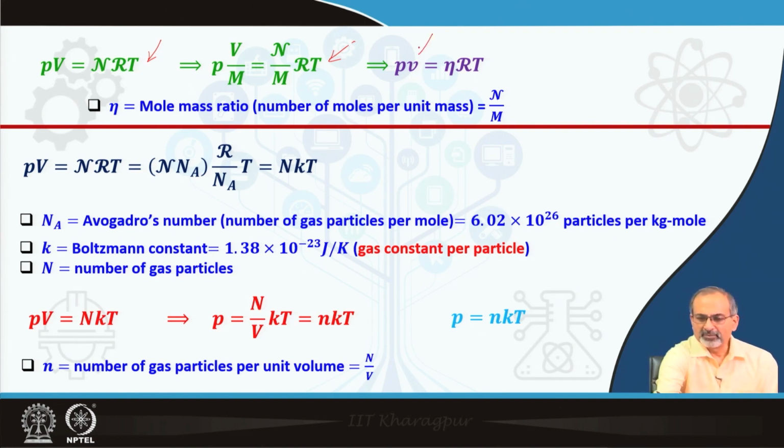Correspondingly, you will be able to introduce the specific volume here, and on the right hand side we introduce another nomenclature, eta. It is the mole mass ratio, the number of moles per unit mass of the gas, and therefore you now have a form PV equal to eta RT.